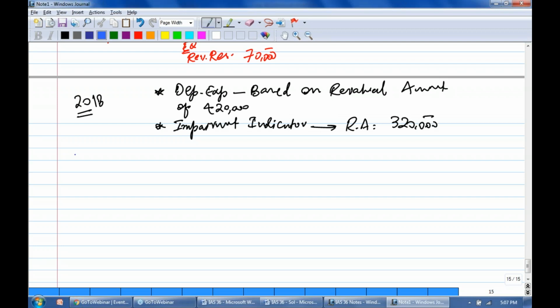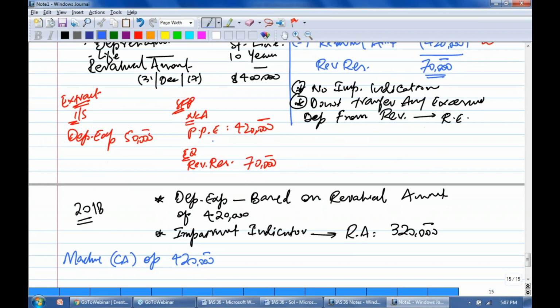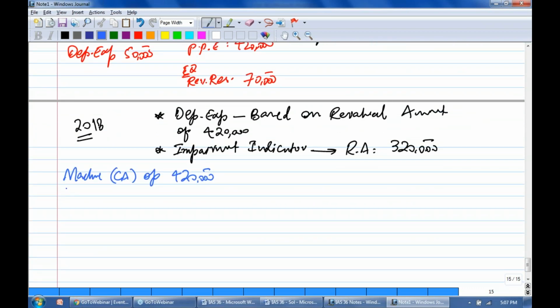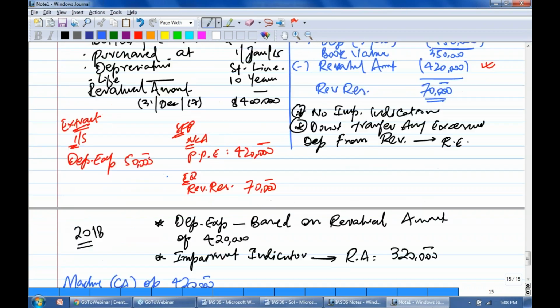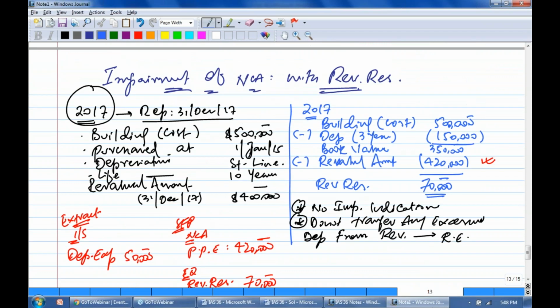So now starting the workout, the machine carrying amount opening on the revalued basis is 420,000. And by the end of reporting, we have calculated the depreciation expense, and that was 420 divided by 7, because the remaining time period is 7 years.